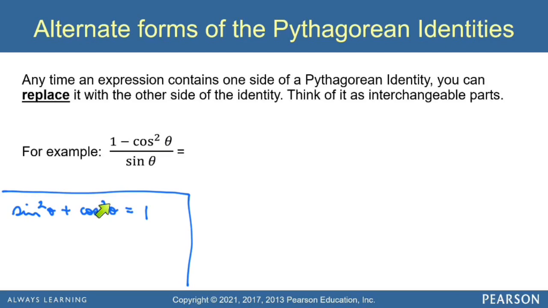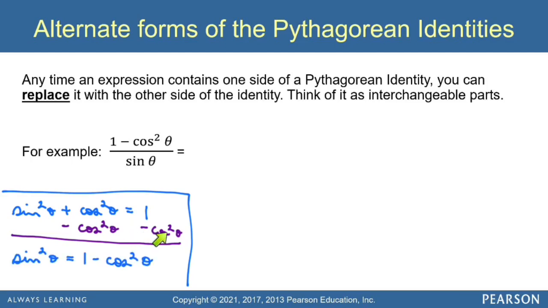In this case, it's pretty easy to get 1 minus cosine squared theta. All we would need to do is move this cosine squared theta to the other side of the equal sign. So we'll subtract cosine squared theta from both sides, and then we'll have sine squared theta equals 1 minus cosine squared theta. So we can take this 1 minus cosine squared theta out of our problem and replace it with its equivalent, which is sine squared theta. So I can rewrite this expression as sine squared theta over sine of theta. You see how 1 minus cosine squared theta was replaced by sine squared theta because our identity says they are equal to each other.